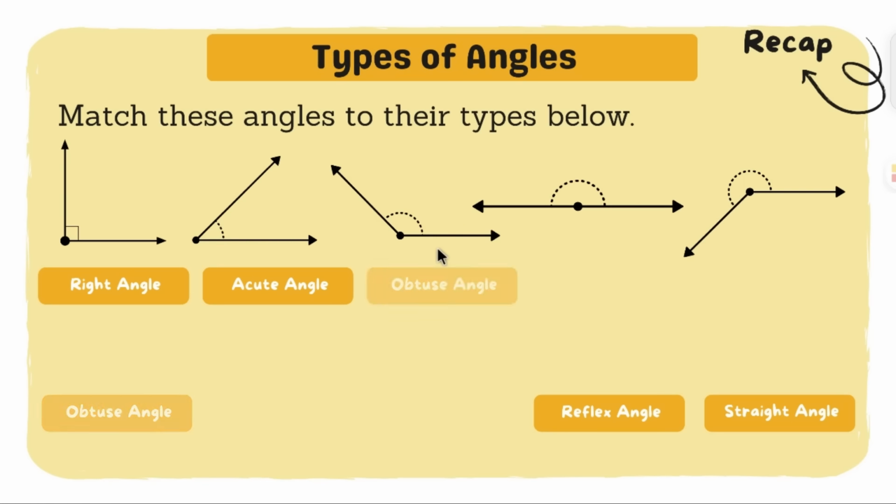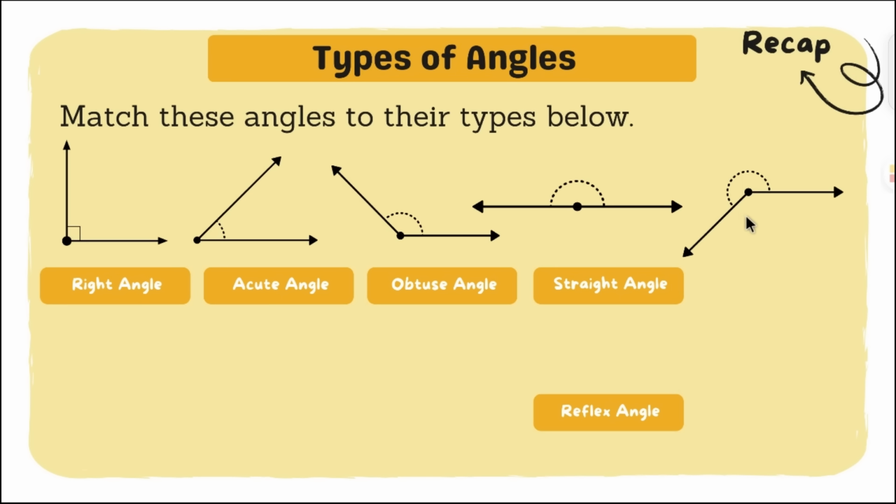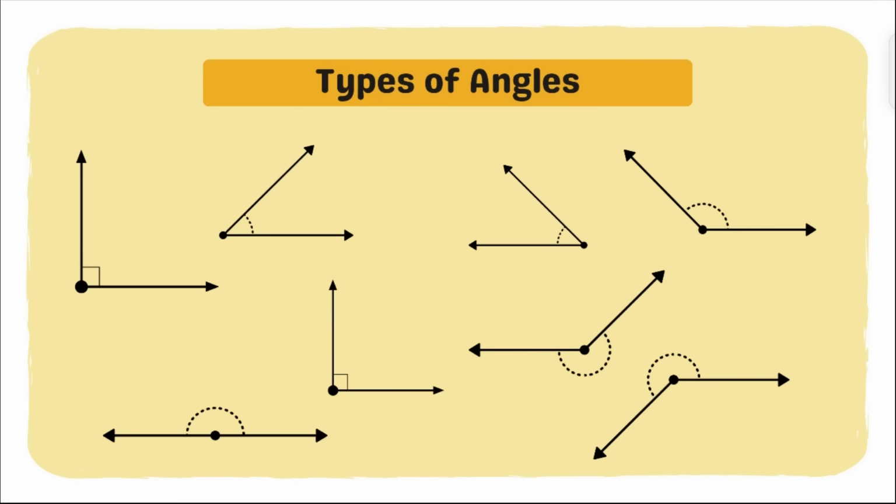And then we have here an obtuse angle, an angle that measures more than 90 degrees. And then we have here what we call a straight angle, which measures 180 degrees. And then the last example is what we call a reflex angle, an angle that measures more than 180 but less than 360. Okay, so given these angles here, we can actually combine them.